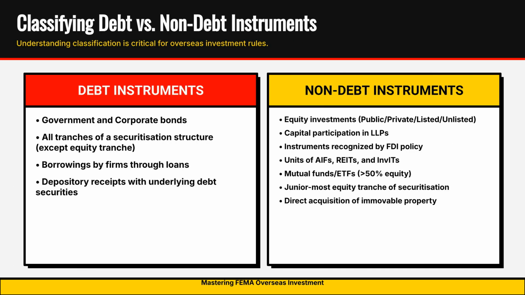Before applying any overseas investment rule, we must first identify whether the instrument is debt or non-debt. Debt instruments generally represent a lending relationship, such as government bonds, corporate bonds, loans, or depository receipts backed by debt securities. Non-debt instruments represent ownership or capital participation. These include equity shares, LLP capital, units of AIFs, REITs, InvITs, mutual funds, and ETFs with more than 50% equity exposure, and even direct dealings in immovable property. A useful memory aid is simple. Debt means you're acting like a lender, while non-debt means you're acting like an owner or investor.